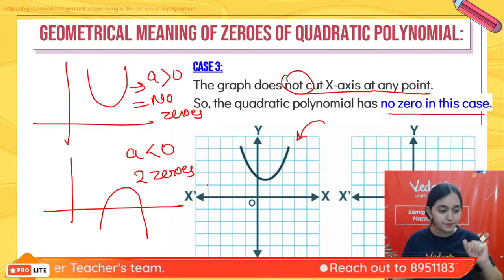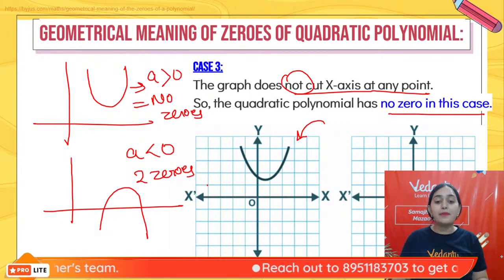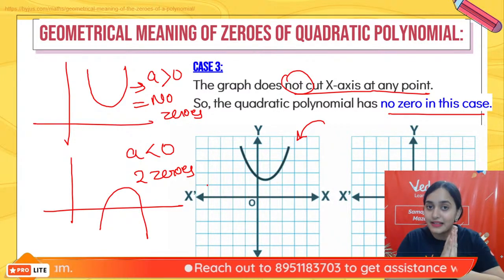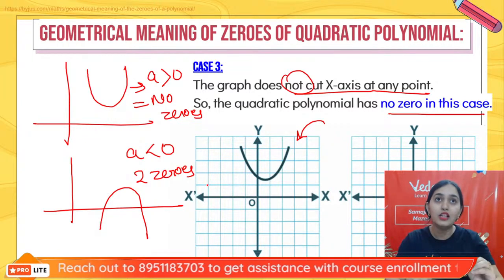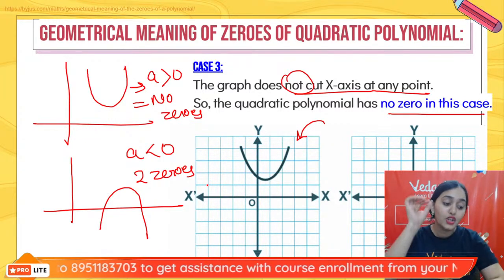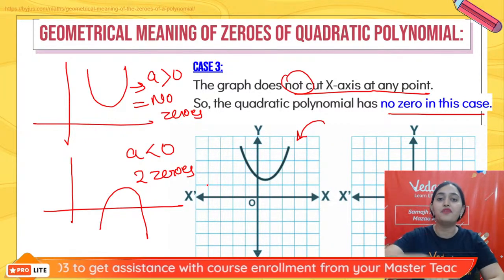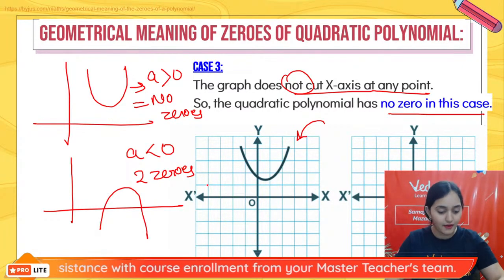Understood? So these are the three possible cases, and in the exam you will not have any particular polynomial expression. You will simply have the graph and you have to plot it accordingly. So be aware of that.